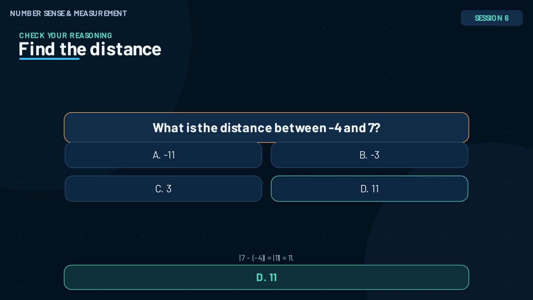Checkpoint. What is the distance between -4 and +7? Use absolute difference. The absolute value of 7 minus -4 is the absolute value of 11, or 11. A negative answer cannot represent distance.